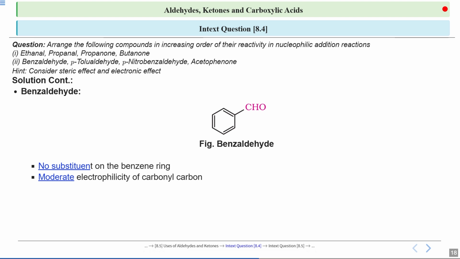Now, you know what electrophilicity is? It is the tendency of an atom to attract electrons. Particularly in this case, it indicates how likely the carbonyl carbon is to participate in nucleophilic addition reactions. So benzaldehyde has moderate reactivity. This means it is neither highly reactive nor unreactive. So we will place benzaldehyde somewhere in the middle.